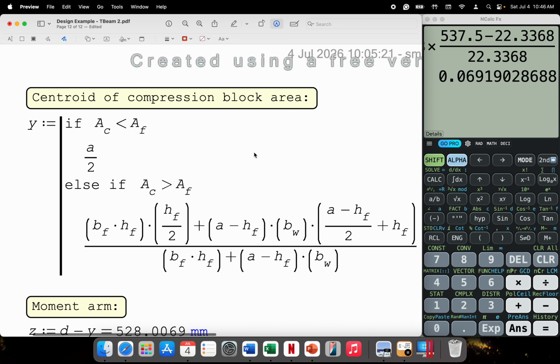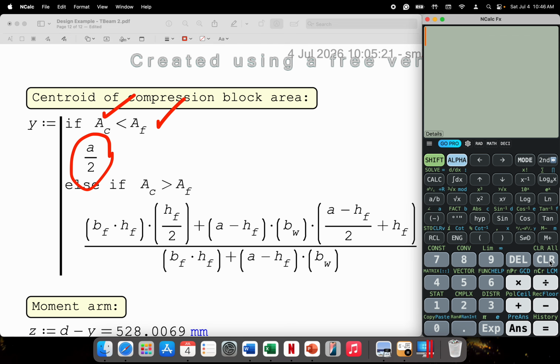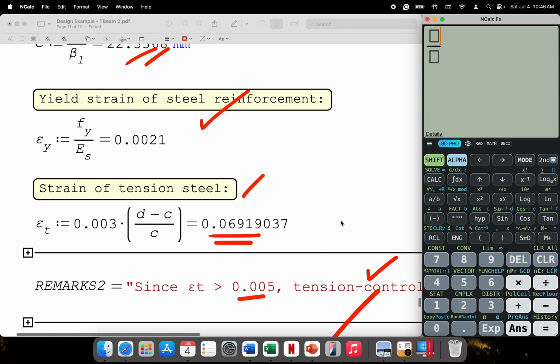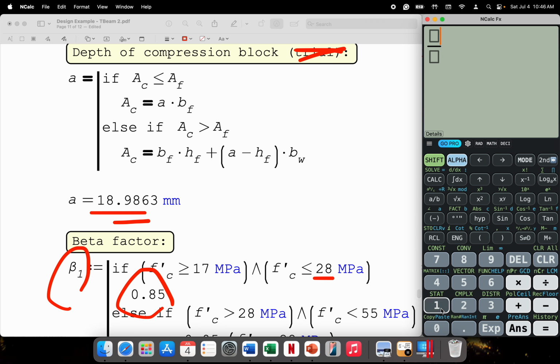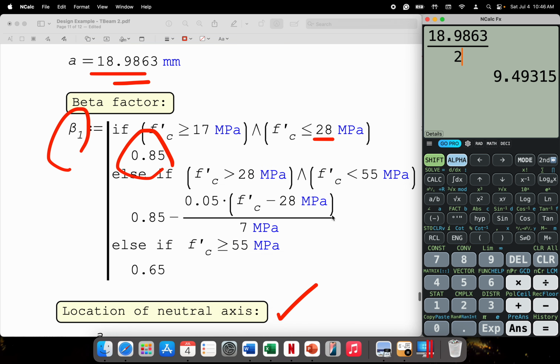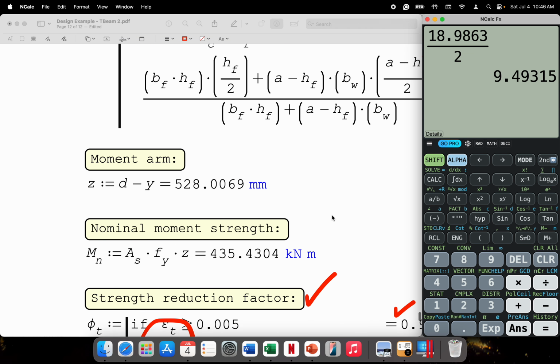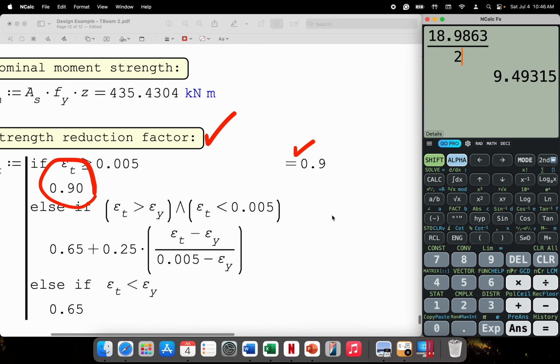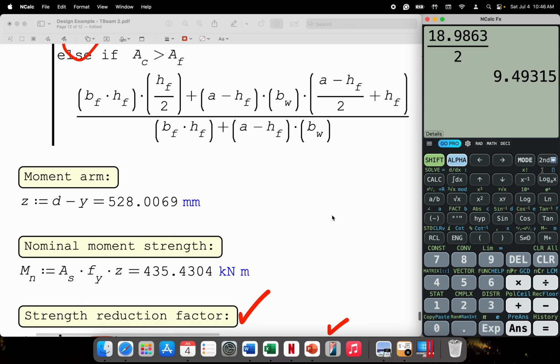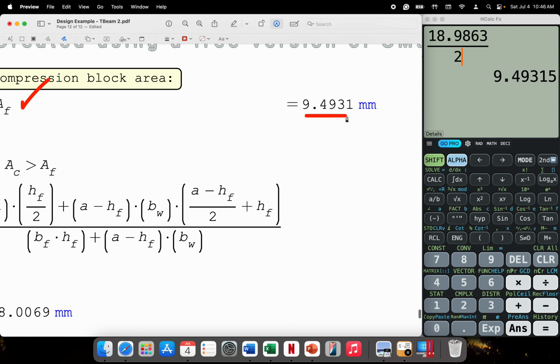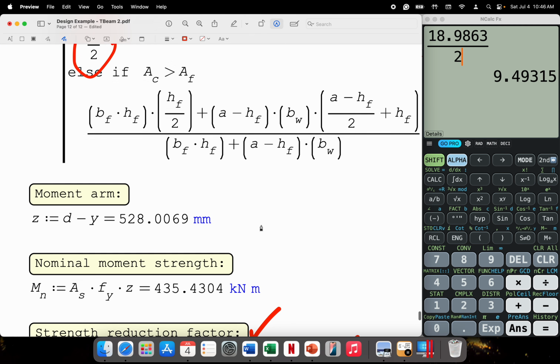After nito, is to solve for the centroid ng ating compression block. Since yung A sub C natin is less than A sub F, therefore, masosolve natin yung ating Y, which is equivalent to A all over 2. So, yung A natin na nasolve kanina is 18.9863 divided by 2, we'll get 9.4931. After that is to solve for our moment arm. So D lang minus Y.